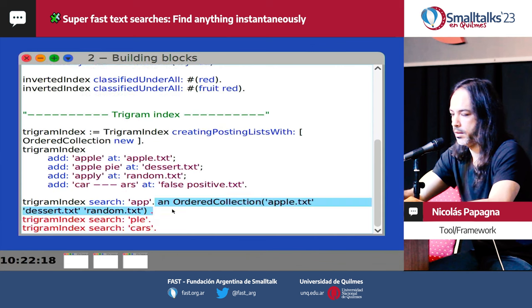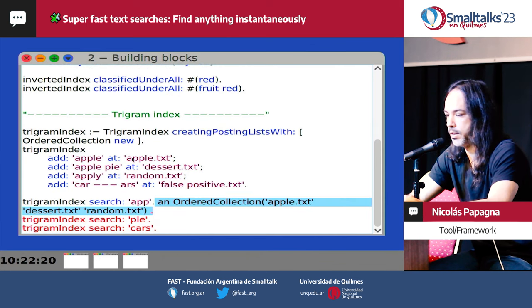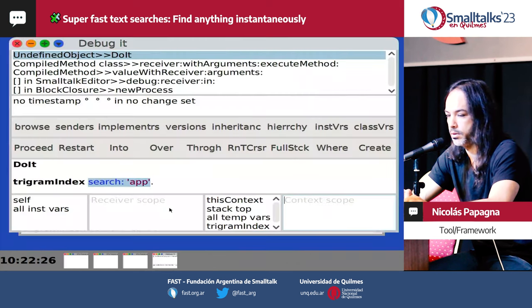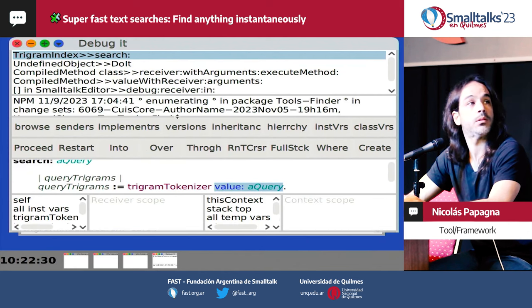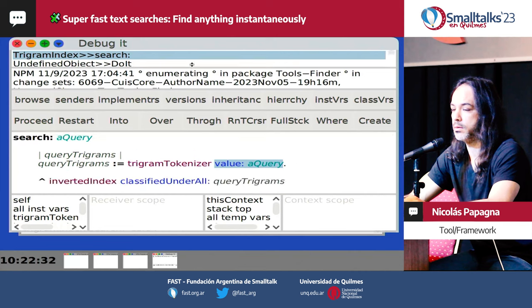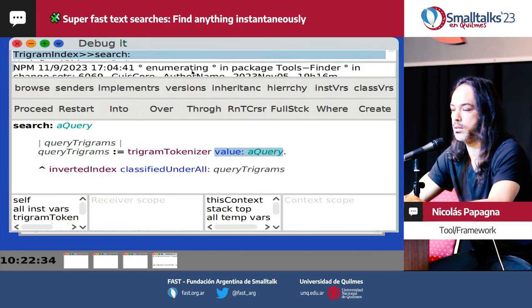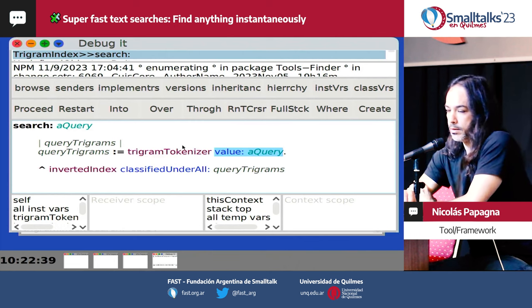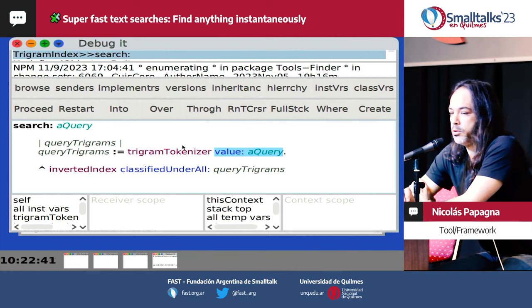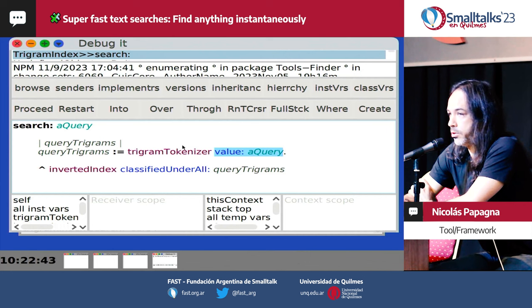Okay, so as you can see, app appears on apple.txt, but not on the false positive one. Let's see how it works. That'll be enough. Okay, so the technique used behind this is called the trigram search.